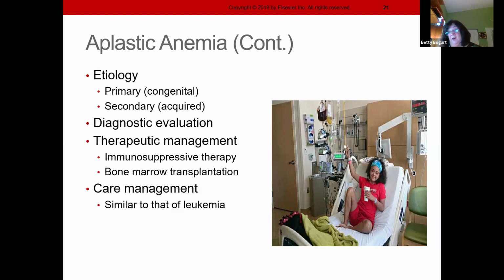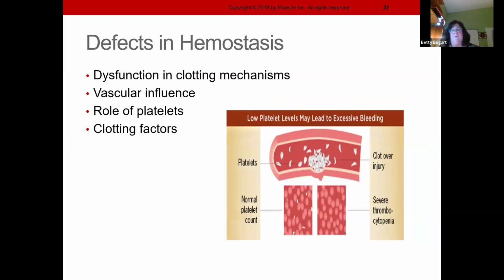Again, as a nurse, we're going to be washing our hands, putting a mask on if we have a cough. We're going to be protecting them as much as we can, not overworking them, and looking for all the signs of the lack of platelets, bleeding, etc.